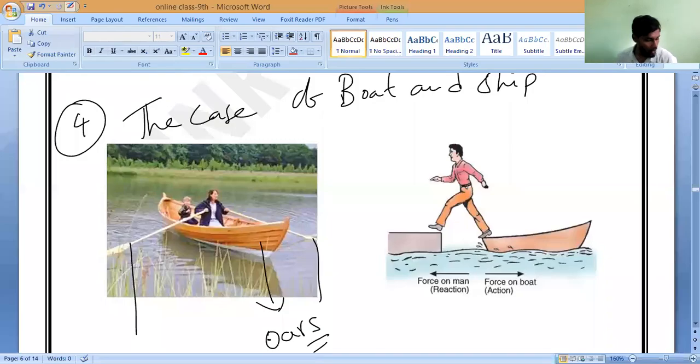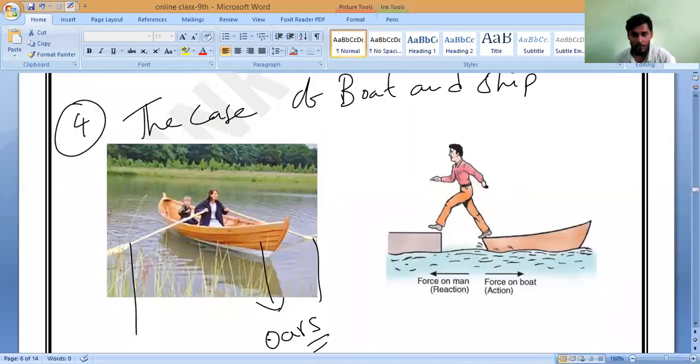So if I push the water backward very fast, you can see, the boat also will move at the same speed, because the water will exert the same amount of force as a reaction, so that we can move much faster in water. Correct or not? Yes or no? Yes, sir.